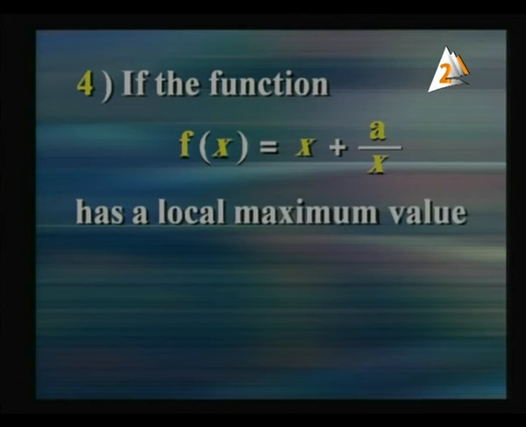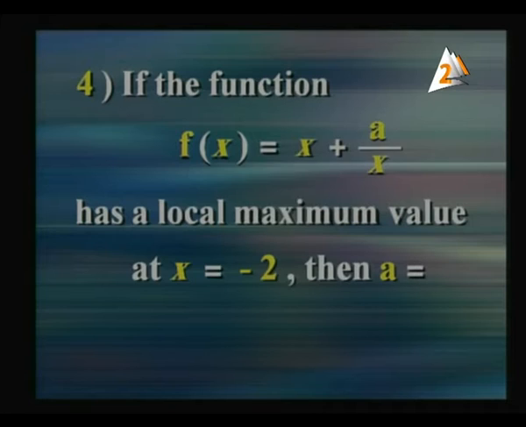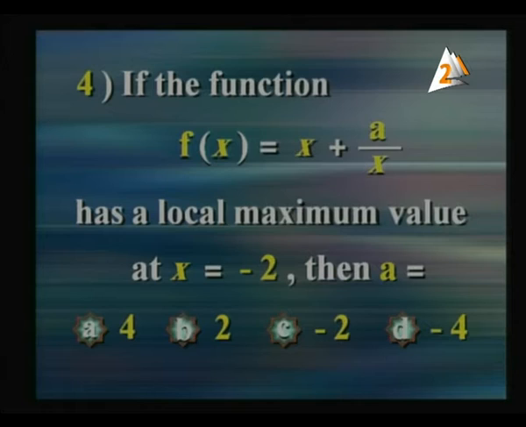Number 4. If the function f of x equals x plus a over x has a local maximum value at x equals negative 2, what is the value of a? Is it 4, 2, negative 2, or negative 4? What is the meaning of the function having a local maximum at x equals negative 2? When substituting in f double dash, the function has a local maximum, then a must be equal to 4. The answer is number A.